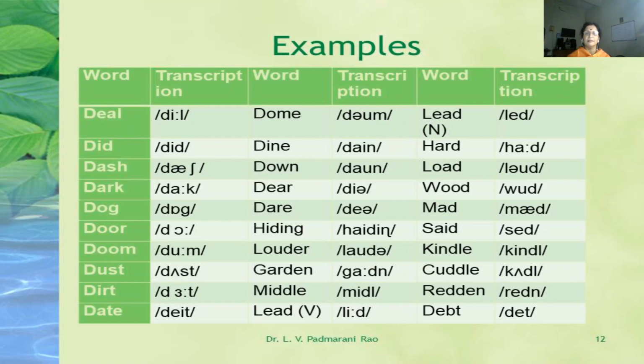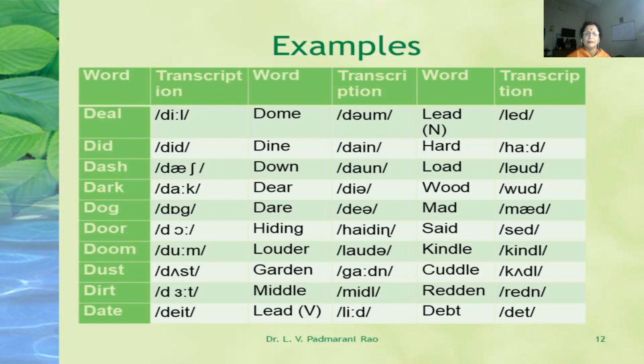G-A-R-D-E-N, garden. D sound and N sound immediately. The R letter before the consonantal sound is never pronounced. This is the second rule for R. When R occurs in the word final position, it is never pronounced. When R occurs in the spelling before the consonantal sounds, it is never pronounced. So it is not garden with an R, it is garden. That's right.